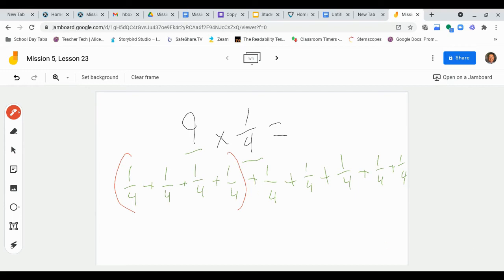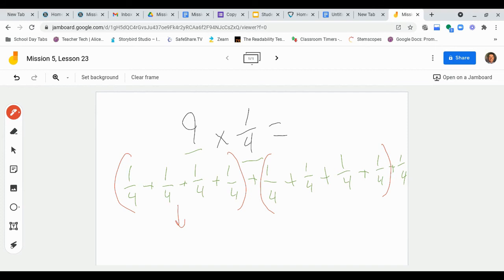I'm going to see if I have enough to do it again. 1, 2, 3, 4. I do. So I can put parentheses around 1, 2, 3, 4. Just like that. Okay. Now, do I have enough to put parentheses around another 4? I do not. So look what I've done here. I have one whole together, and then I parentheses off another whole, and then I still have this 1/4 left over.